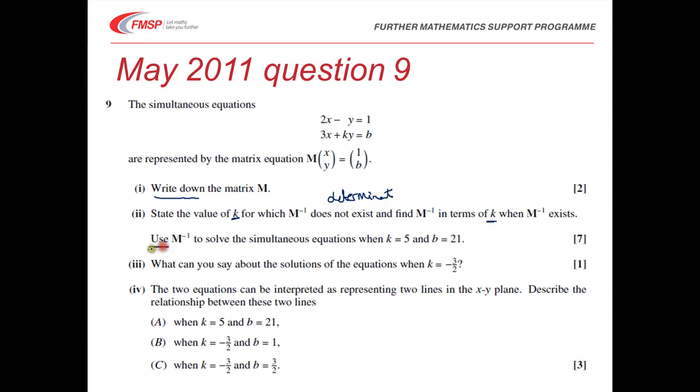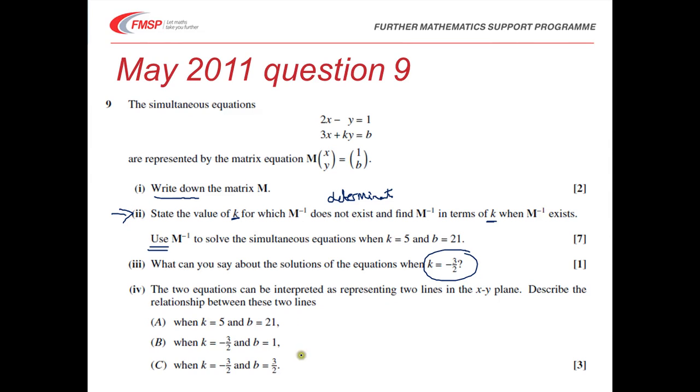Then it says use M inverse to solve the simultaneous equations, so we have to use that method. What can you say about the solutions of the equations when k is that? That's probably then the value we need up here. Two equations can be represented as two lines. Describe the relationship between these two lines in these various cases.